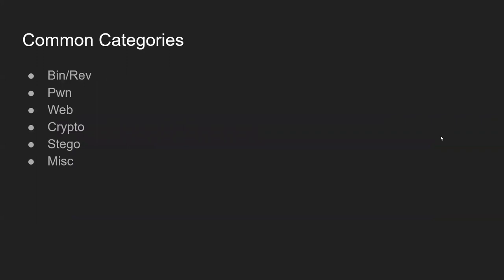So with the Jeopardy CTF categories, there are usually these five or six categories: binary or reversing, pwning, web, cryptography, stego, and miscellaneous.